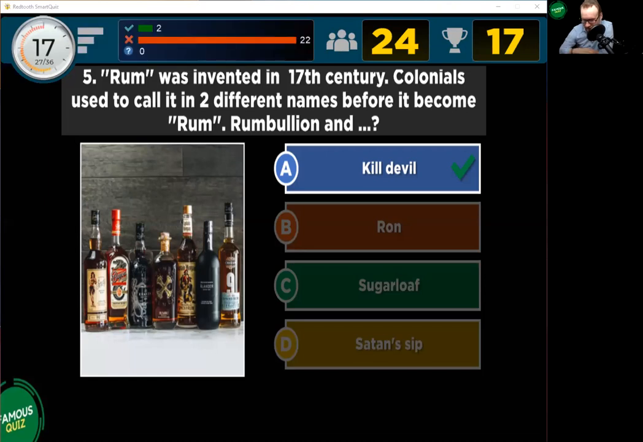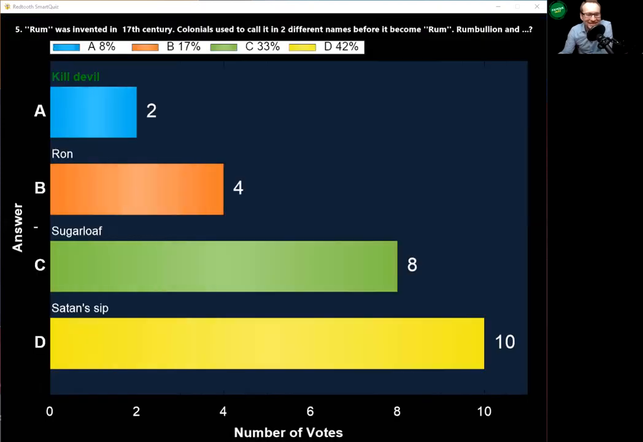Only 2 correct answers. Again, let's check Satan's Sip. Well, Ron could be, because Ron is rum in, I think, Spanish. I cannot remember in which language rum is Ron, but there is Ron as a rum. But Sugarloaf and Satan's Sip, those are my creations, what I created on my own. But I wanted to mess a bit with your brain. So, well done, I would say. All right, question number 6.